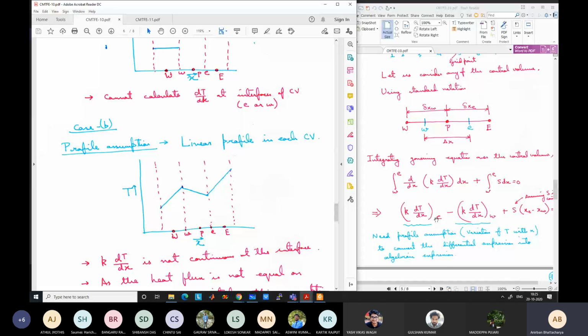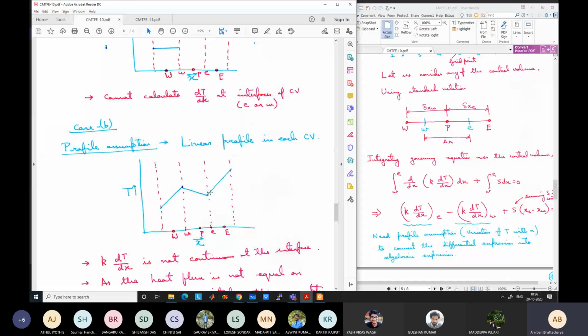Once you go to the next grid point, and this E becomes the P, means for the next grid point this will become the P. Then again, based on this new slope, you will again calculate the heat flux at this point and at this point, and you will be able to do the calculation again. Means this will now become the west point for this grid point. This will become the west point, and you will be able to calculate k dT/dx for this point.